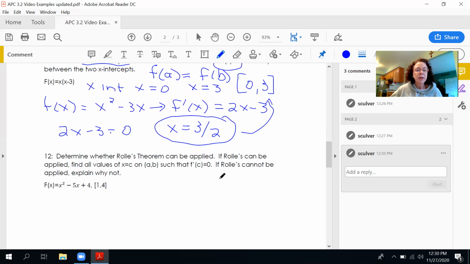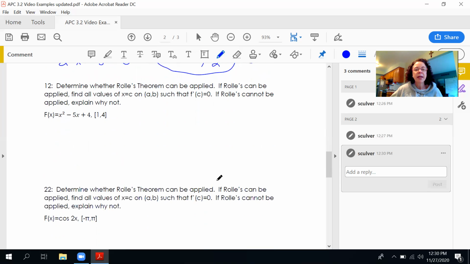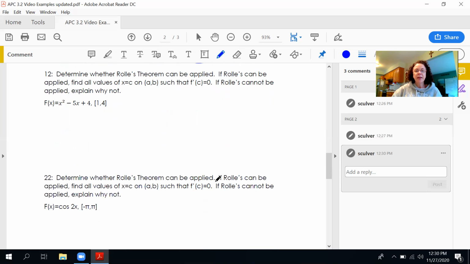On number 12, determine whether Rolle's theorem can be applied. Let's take a look. It can, because it is a polynomial, so it's differentiable and continuous, and it's on a closed interval. And let's see if our f of b equals f of a. So when we put in a 1, that would be 1 minus 5, which is negative 4, plus 4 is 0. And f of 4, when I put in a 4, that would be 16 minus 20, which is negative 4, plus 4 is 0.